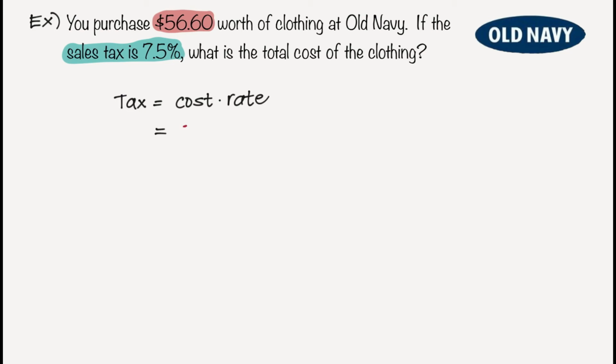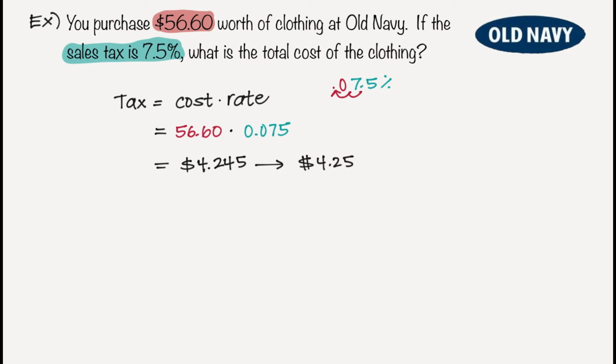The cost here was $56.60. And the rate, I need to turn that into a decimal. So that's 7.5%. I'm going to move it backwards 2 times to the left. And so that is 0.075. So I'm going to go ahead and just put this into my calculator right now. And you'll see that the tax is actually a little different. It's 4.245.